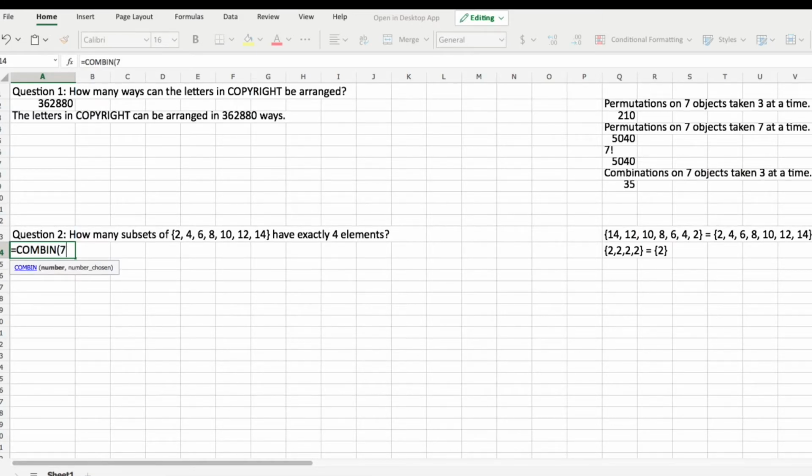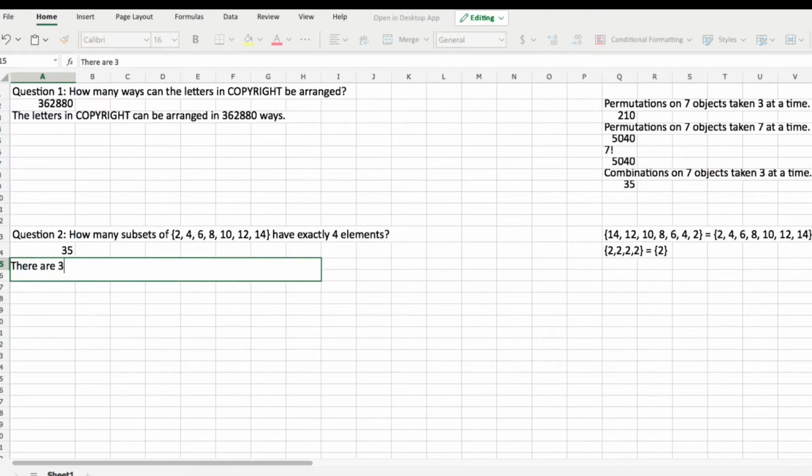So I'm going to go ahead and type in my combin function and write 7, 4 as my inputs and hit enter. And notice that I got 35, which is the same thing I got for the combinations of 7 objects taken 3 at a time. We'll talk about that in a moment.